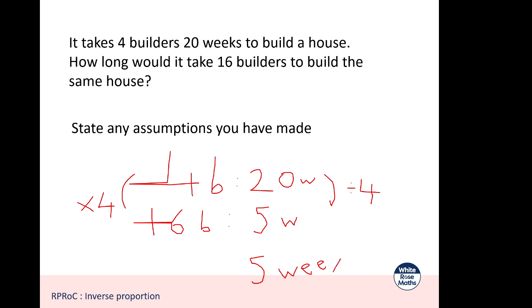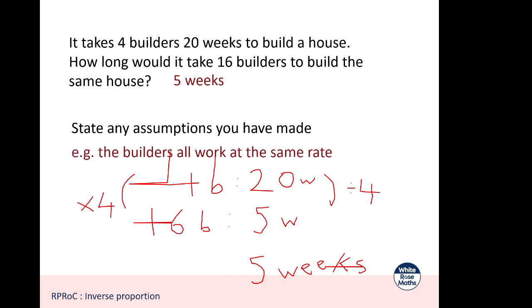The logic behind it is the more people we have building the house, the less time it takes, and the fewer people we have, the more time it takes. So that is my assumption. In this context, it would take one builder 80 weeks to build a house. So the more builders you have, the less time it takes. Or the builders here work at the same rate. Either answer would suffice.